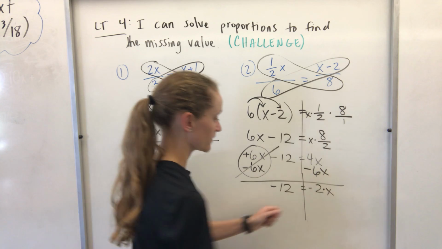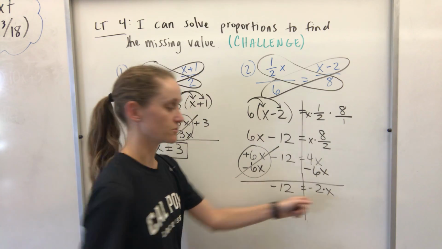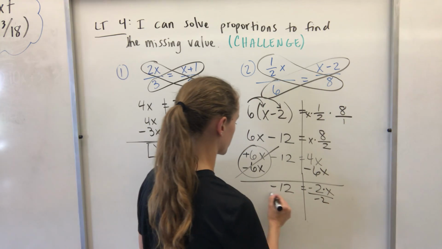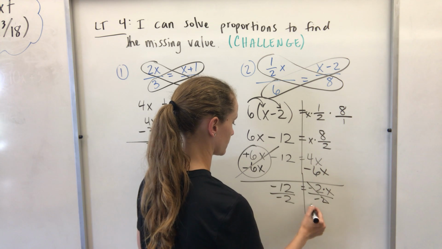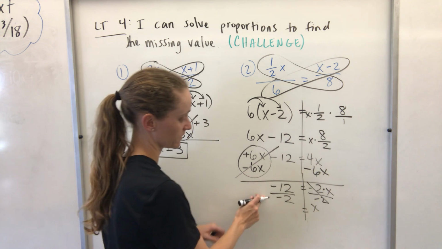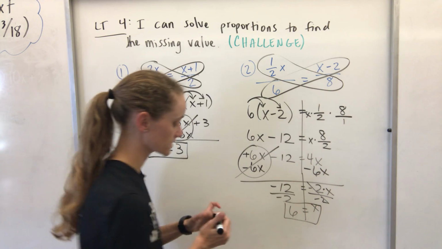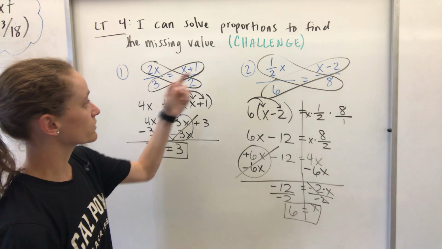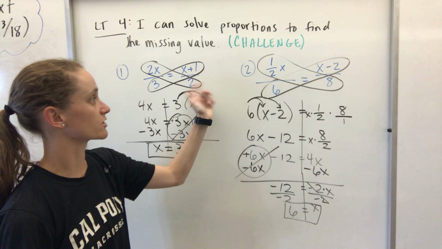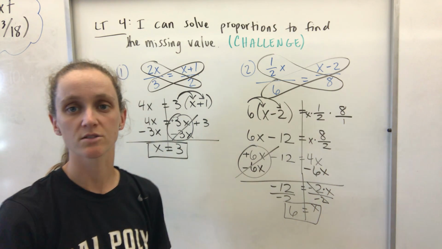And then remember, if I'm multiplying by negative 2, the opposite is dividing by negative 2. So that means a negative divided by a negative is a positive, so my answer would be 6. So even though both of these have a little bit more complicated terms in them, you're still just cross multiplying and solving for x.